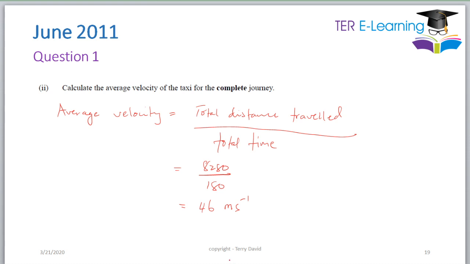So you all need to remember this formula here. This formula is average velocity. Average velocity is total distance traveled over total time taken. Make sure, anybody, very good.